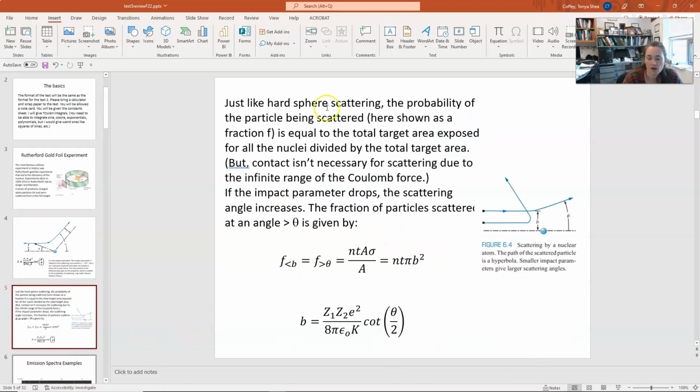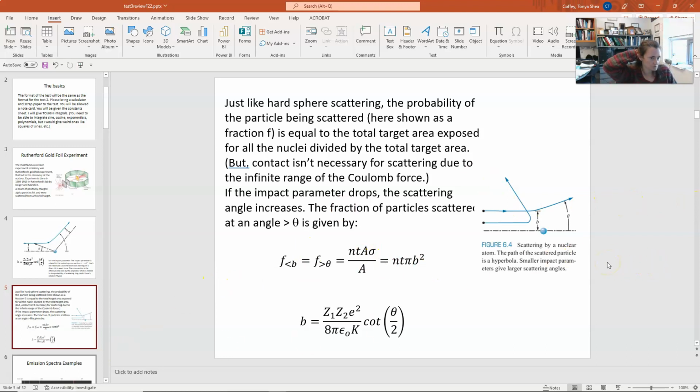Now, with this equation for the impact parameter, which is given there, you can calculate the fraction of the particles that are scattered at an angle greater than theta, okay? And so that fraction of particles that are scattered at an angle greater than theta is equal to n t times pi b squared. Now here t is the thickness of the foil, n is the number density of the targets, so the number of targets per unit volume in the foil. b is, of course, the impact parameter, okay, which is shown and given here. So you can calculate the fraction scattered at an angle theta, all right?